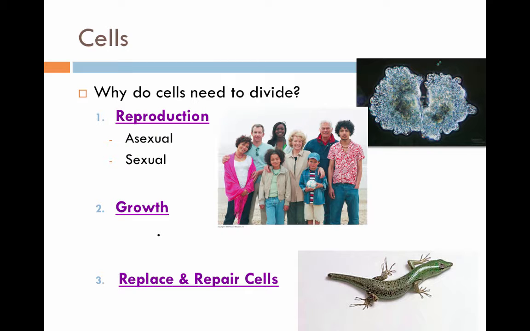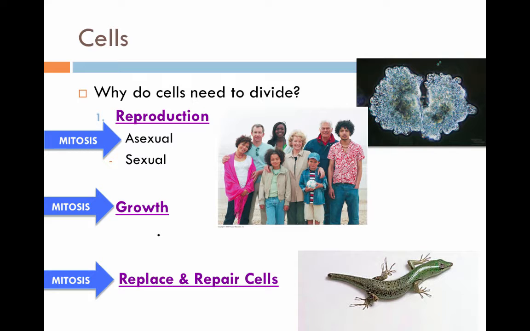Do you remember when we first started this unit, we discussed the reasons why cells need to divide? Well, most of these reasons occurred by mitosis. Asexual reproduction, growth, and to replace and repair cells all are a result of mitosis. Meiosis, though, is important to sexual reproduction. You need 2 parents, sperm and egg, those are gametes, those are created as a result of meiosis.